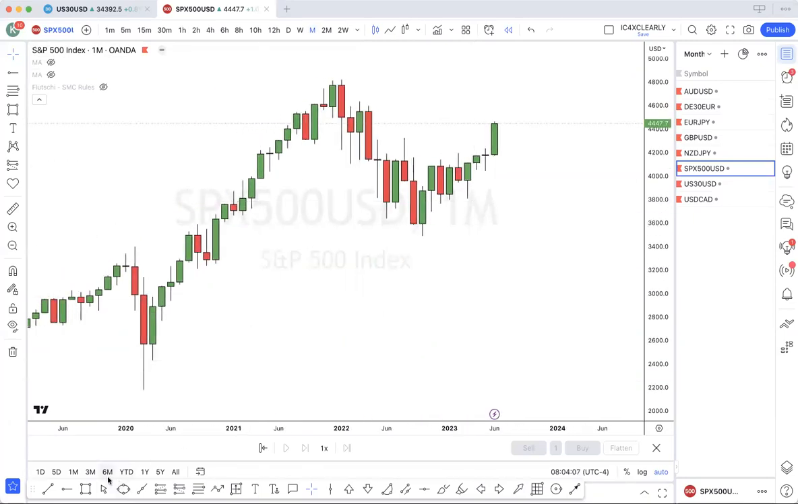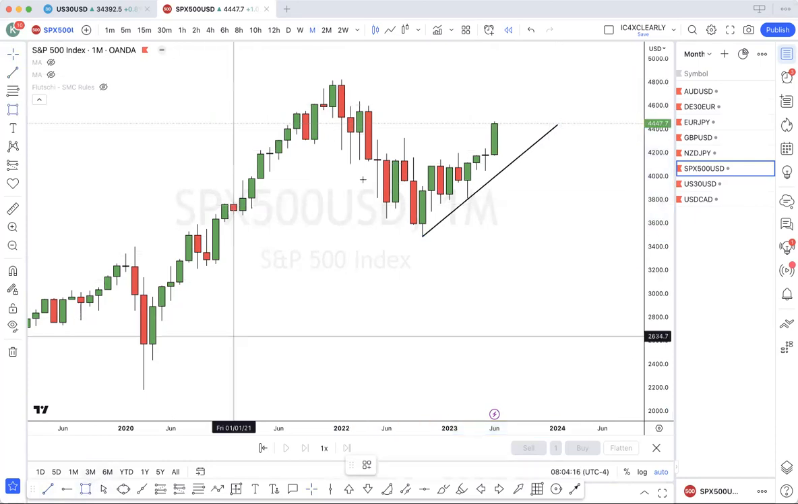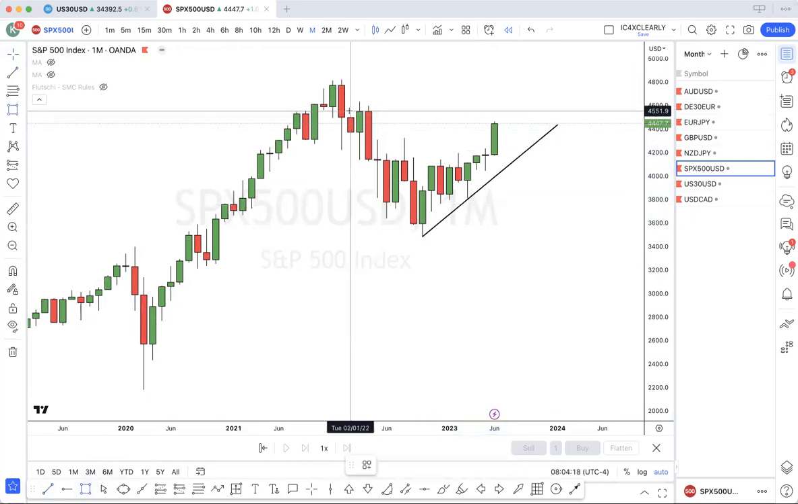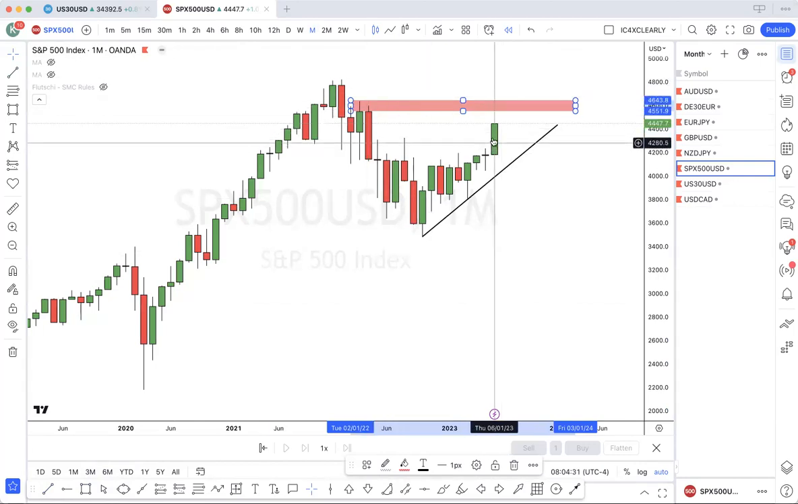So price has been bullish, okay? It's currently in an order block. I'm just going to mark up the wicks of this order block. This monthly candle was very bullish. I'm expecting some type of retracement.